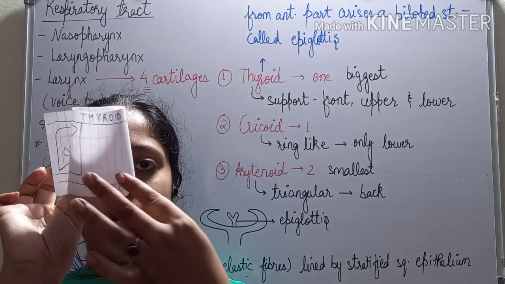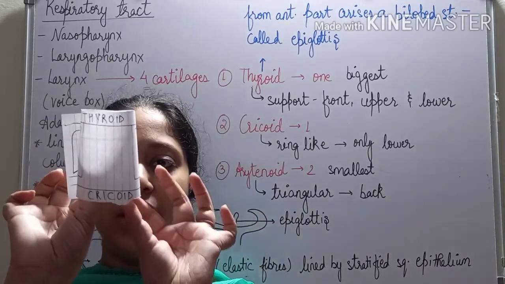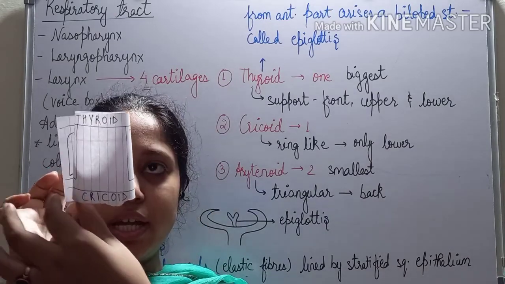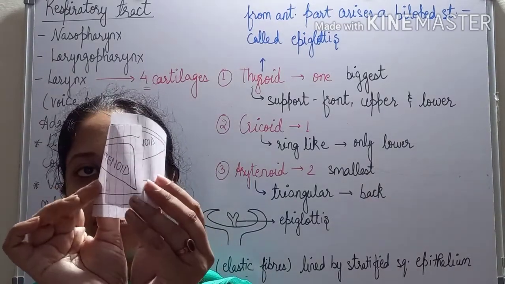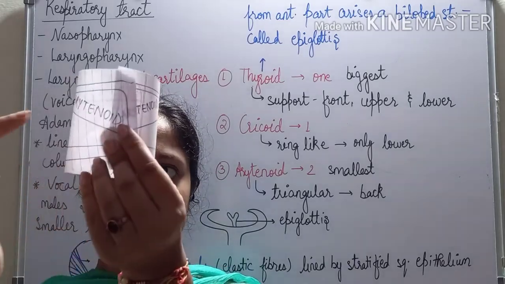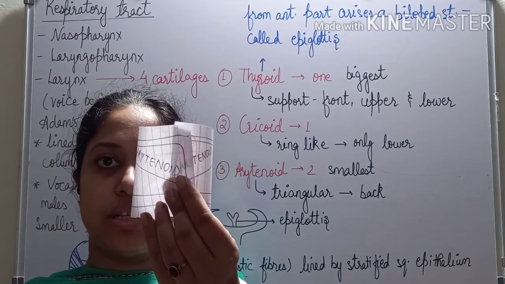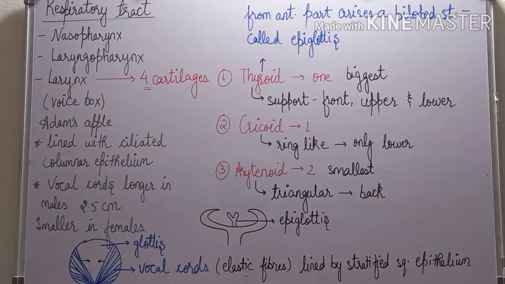In the lower part there is thyroid cartilage. Then below the thyroid cartilage is a ring-like cricoid cartilage, and at the back side, you can see two arytenoid cartilages, this one and this one. These two arytenoid cartilages are present at the back side. So this is the arrangement of these four cartilages in the larynx.